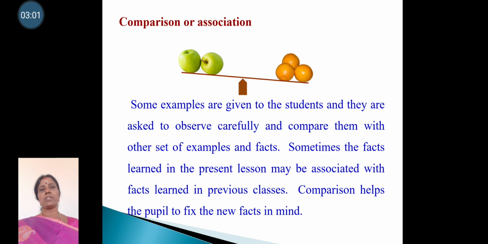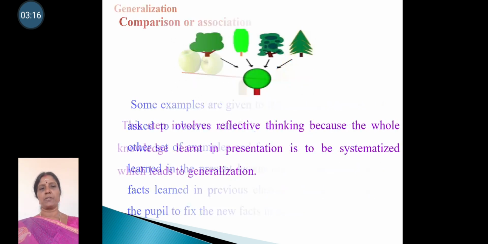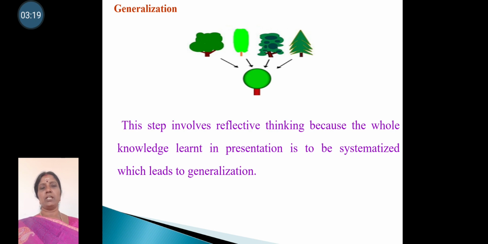Then the third step is comparison or association. Here some examples can be given to the students in order to associate the new knowledge with the previous knowledge. You can associate it or you can compare it, then only it can be retained in the memory of the students. Then generalization. Here the whole knowledge of the students is summarized in the presentation or systematically listed out in order to get a generalization. So it's nothing but the conclusion of the lesson.